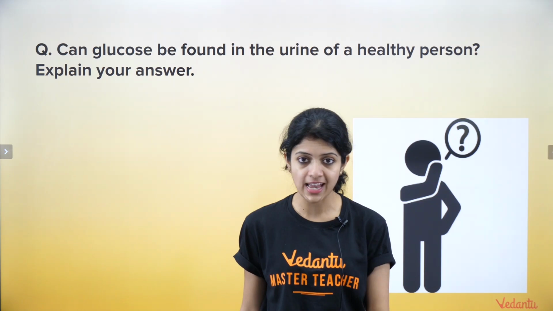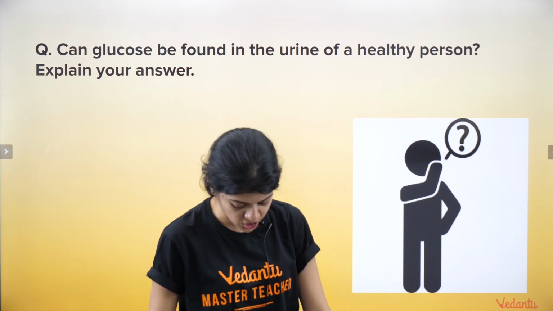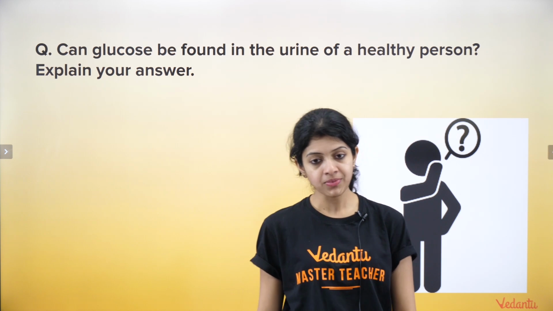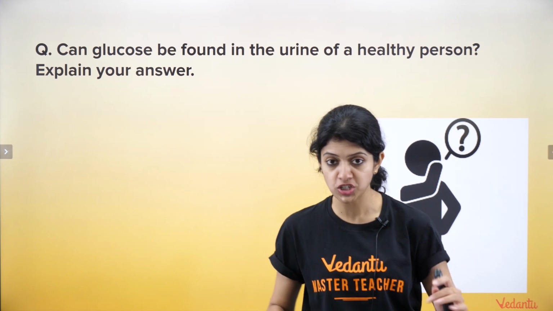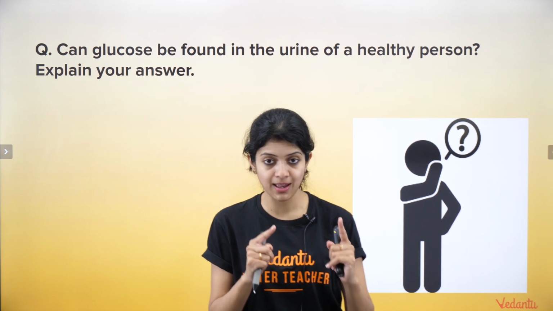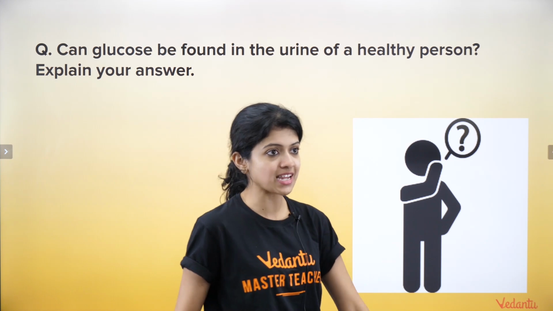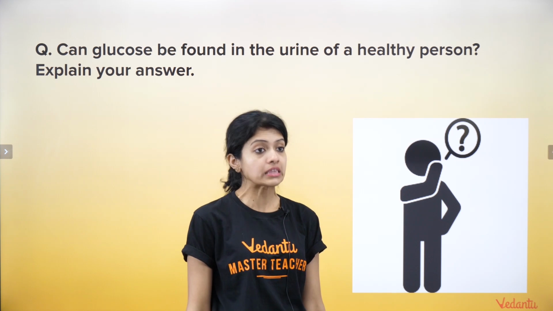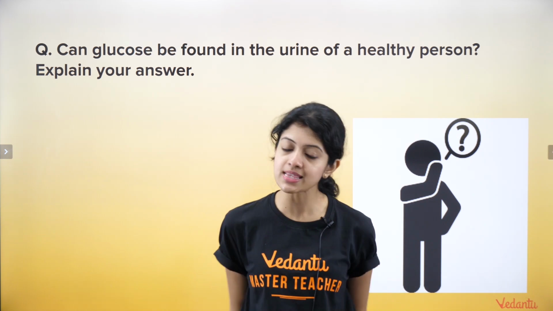And before we sign off, I have a homework question for you. Ayush Sharma, I want an answer from you for this question. I remember you used to answer very, very actively for the first few sessions. I want you to come back with that same josh, and the rest of you also. Let's see who's answering first this time. Can glucose be found in the urine of a healthy person? Yes or no? Explain your answer.